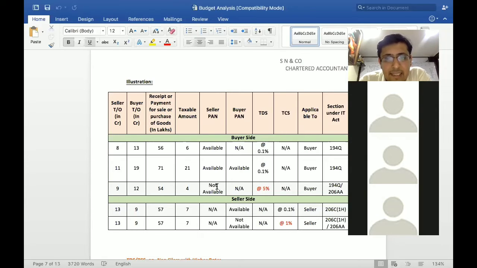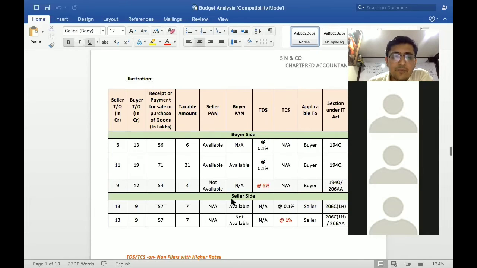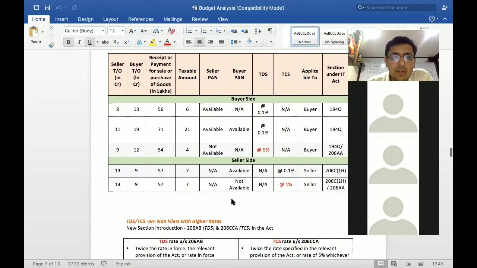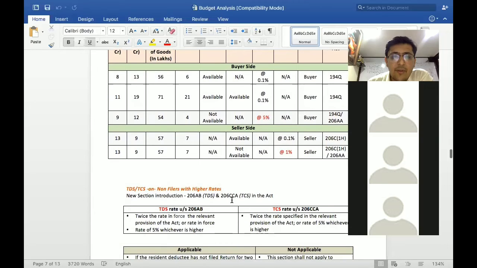Now I am going to the seller side. 13 crore is the seller's turnover, 9 crore is the buyer's turnover. Therefore, even if it is above 50 lakh, he is not under the obligation, because his turnover limit is below 10 crores, and therefore I am supposed to collect TCS at 0.1%. And same is the second situation, but the rate is 1%, because both of them do not have PAN number. So this is a short summary of it.